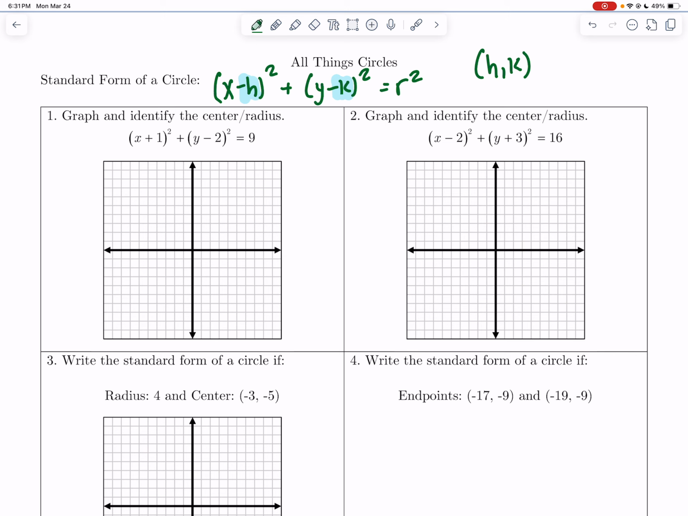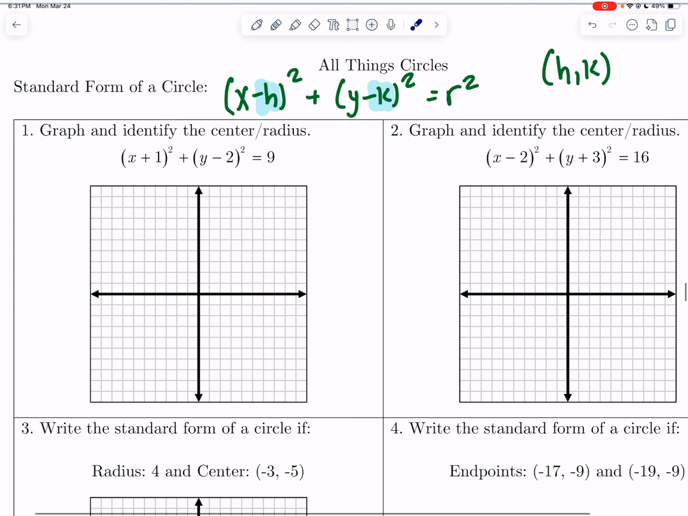And just like your transformation rules, if I have a minus h, that means that I'm going to go to the right. If I have a plus h, I'm going to go to the left. Same thing here. If I have a minus k, I'm going to go up. And if I have a plus k, I'm going to go down in terms of my y value right here. And then r here represents my radius.